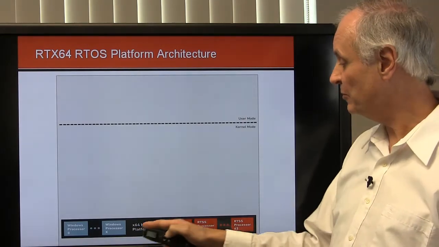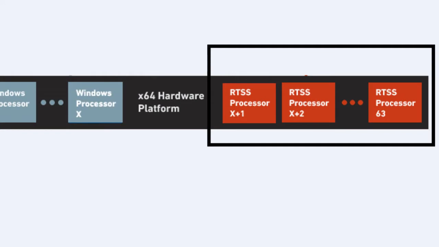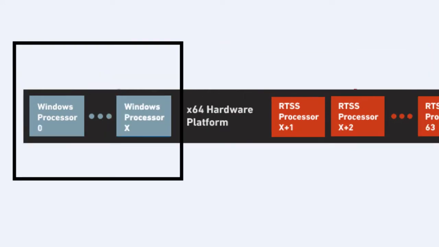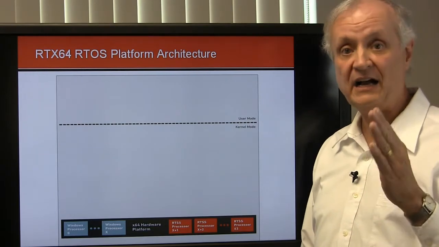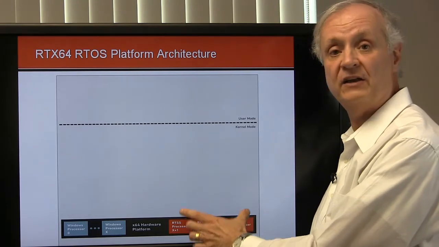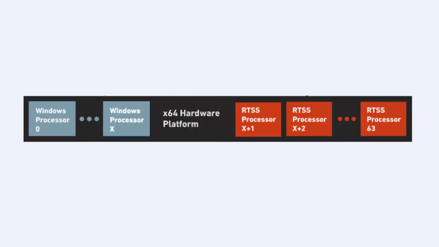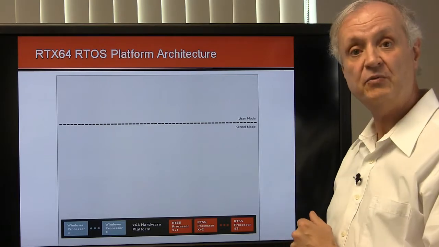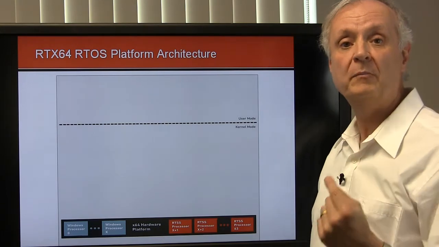First, notice the 64-bit hardware platform. You will notice that some processors are assigned to RTX for real-time, others are assigned to Windows for non-real-time activities. The processor affinity is the ability to allocate and then statically assign a processor to a particular process or to a thread. In this case, we can see that RTX can range from one processor in a dual processor system all the way up to 63 processors. Windows can have multiple processors, but at least one must be assigned.